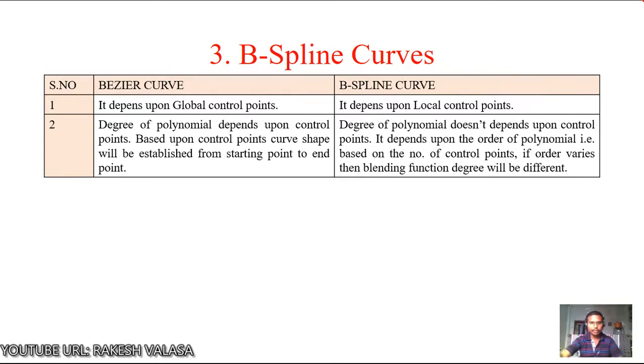In a Bezier curve, if you change any point, the complete shape will be changed. In a b-spline curve, if you change any one point, only that portion will be changed, not the complete shape. Let us see one example.